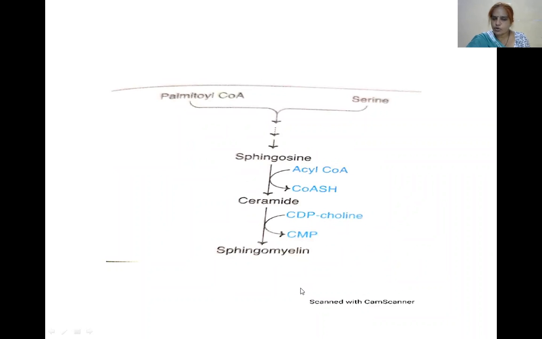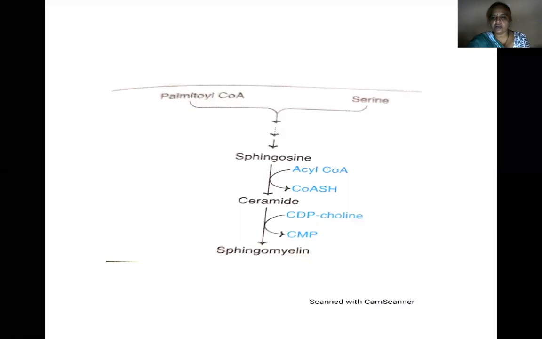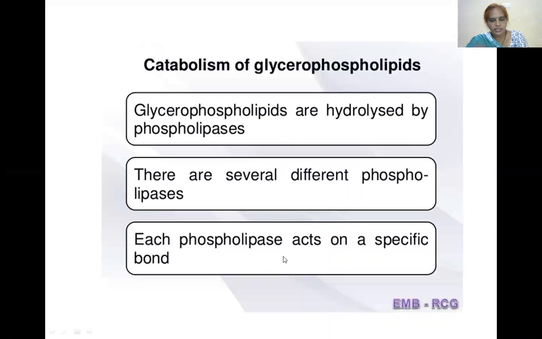So now the formation of the sphingomyelins. For the formation of the sphingomyelins, we require palmitoyl CoA and serine. When palmitoyl CoA combines with serine, it undergoes further reactions and produces sphingosine. This sphingosine, when it undergoes acylation with acyl CoA, produces ceramide. This ceramide when combined with CDP-choline produces sphingomyelins. See the catabolism or degradation of the glycerophospholipids, already you know very well that different phospholipases are involved in the degradation of the phospholipids.